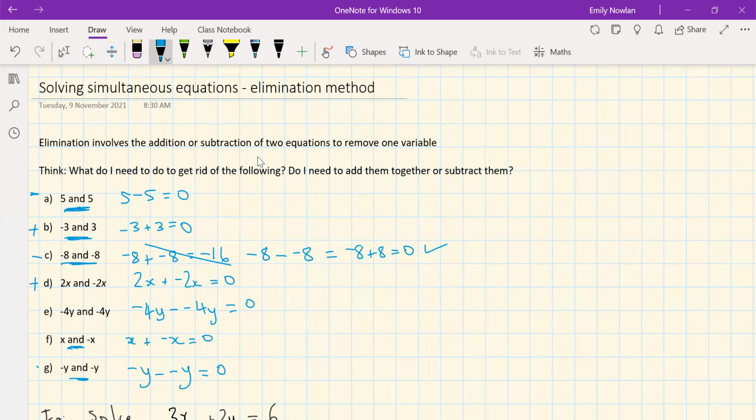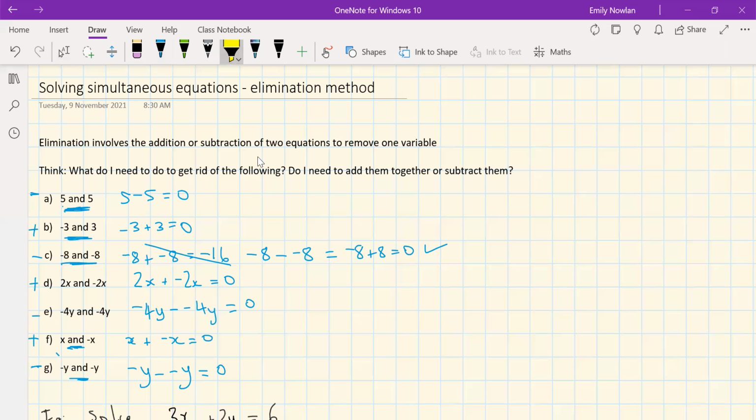And for E, we had to subtract. For F, we had to add. And for G, we had to subtract. So what seems to be happening is if they are both positive, we subtract. If they're both negative, we subtract. And if the signs are different, we add.